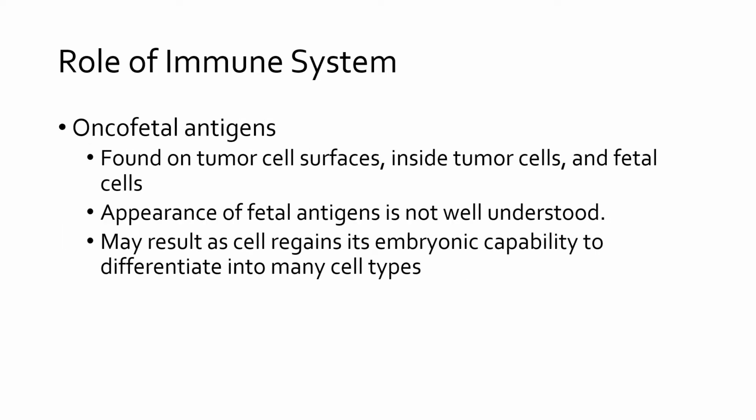Oncofetal antigens, these are some things that are found on the tumor cell surfaces, not well understood, and may result as the cell regains its capability to differentiate into many different kinds of cells. So embryonic capability, they're talking about stem cells here. We're born with stem cells. Stem cells are the building blocks of our whole body. They can go anywhere and turn into any kind of cell that we need them to be.